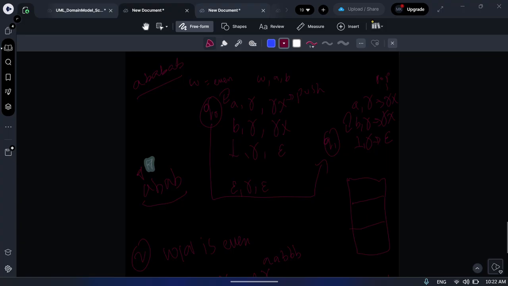Let's try to run this on the stack. Read an A from the word. Read whatever you read from the stack. So first of all, our stack should have this. So read an A, whatever you read from the stack, put it back and put X on the stack. Read a B from the word, whatever is on the stack, put it back and put an X on the stack.